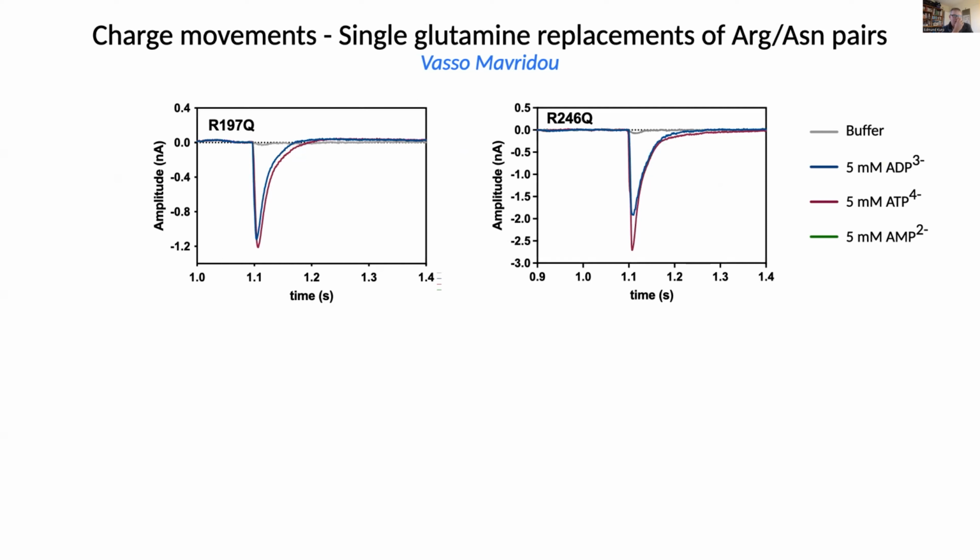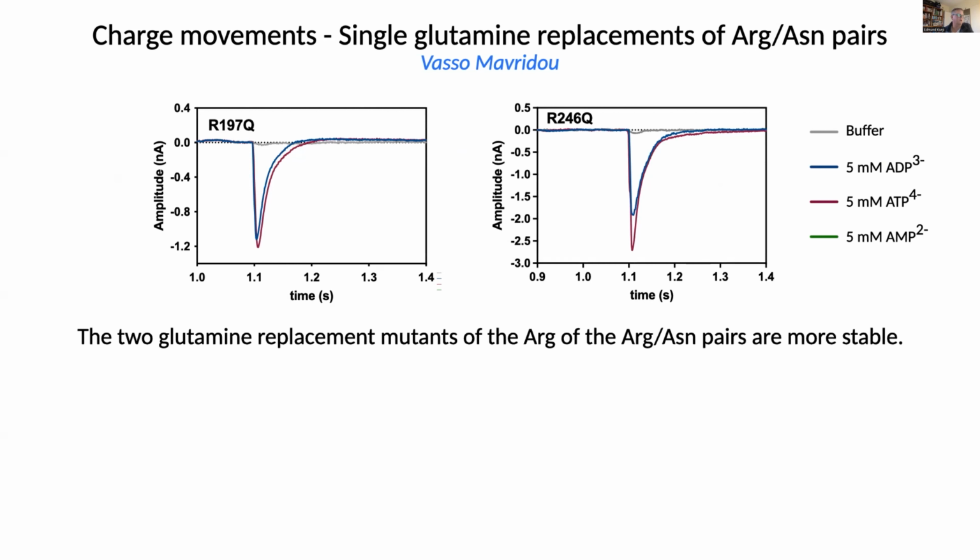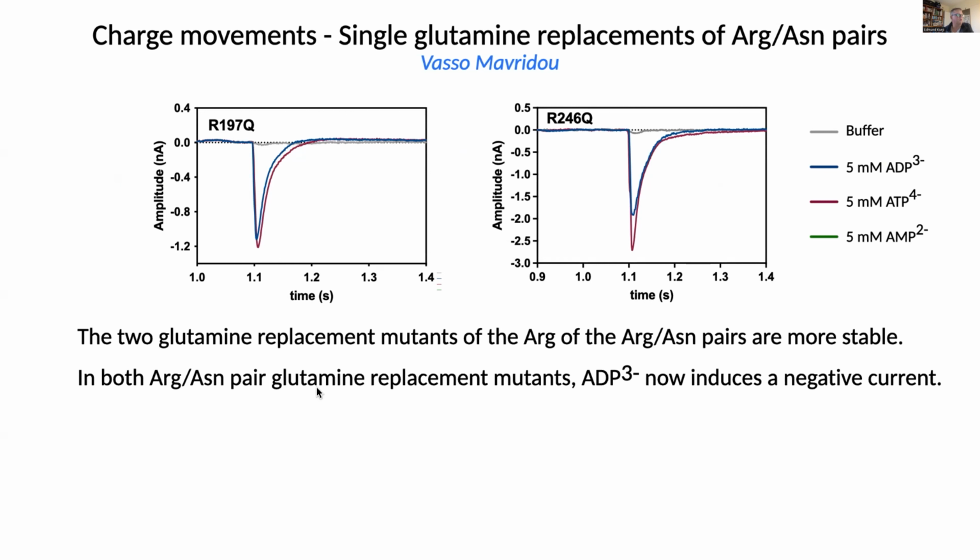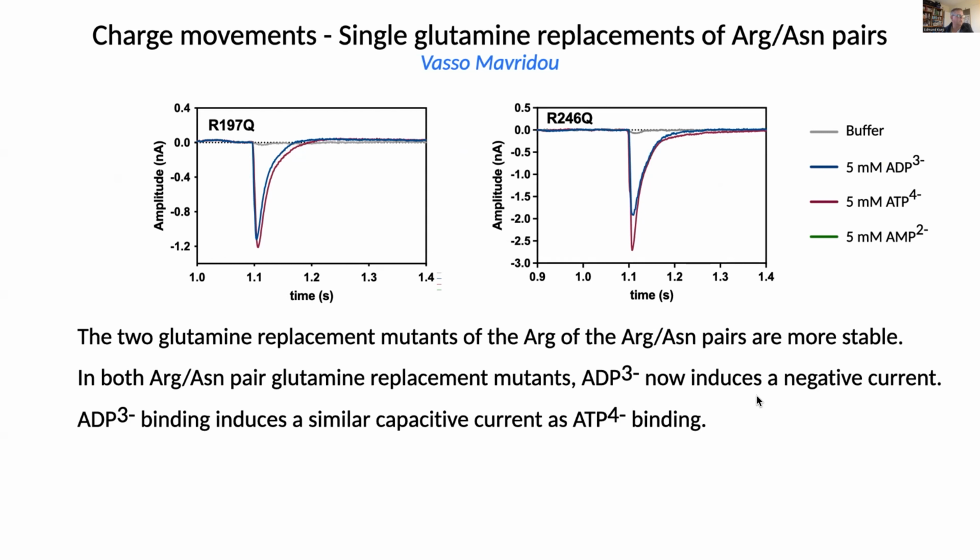Now, if you change those two to glutamine, you see here again that they give negative peaks. And so these are a little bit more stable, easier to handle. But you see that in both cases, the ADP peak that was positive in the wild type has now gone negative, and it proves again that they are involved in substrate binding and charge neutralization. And you can see that both ADP binding and ATP binding induce a similar current. AMP is still to be measured.